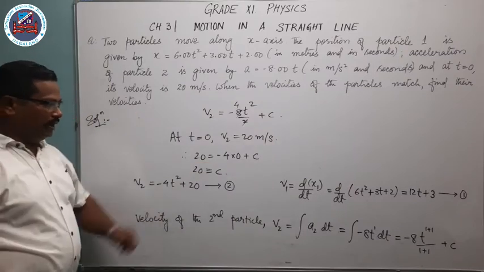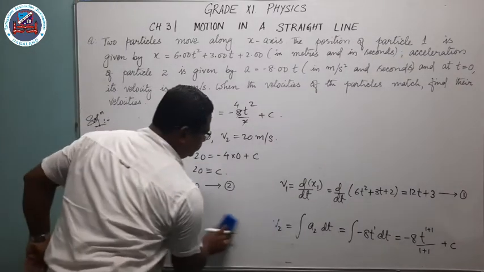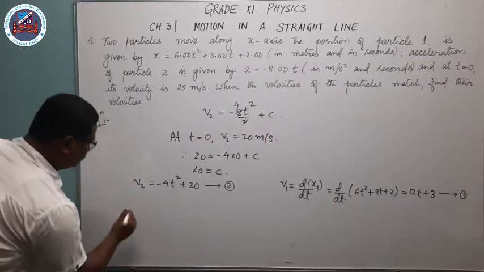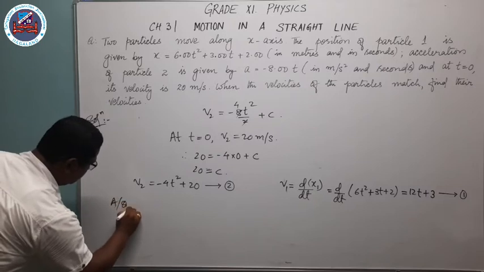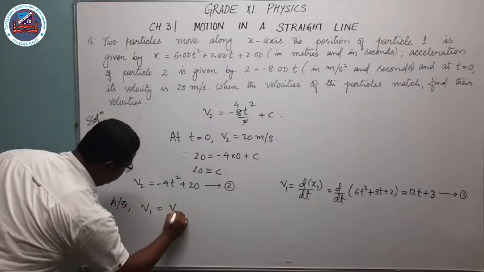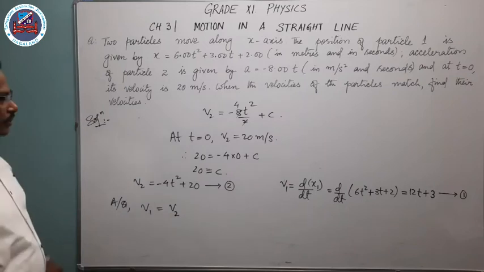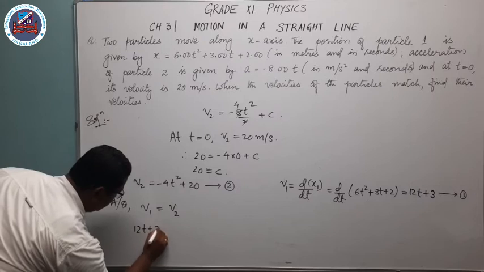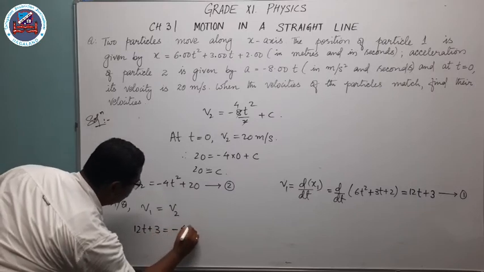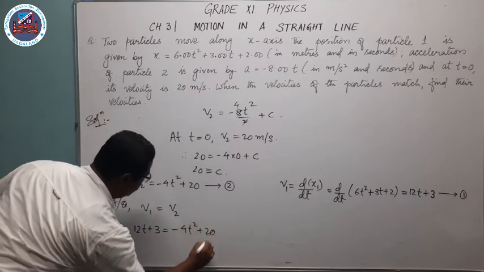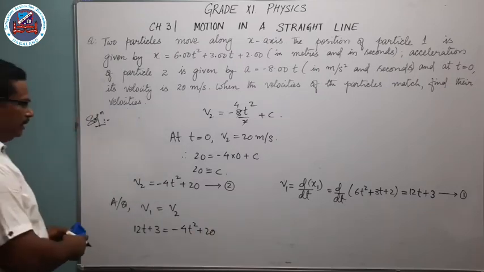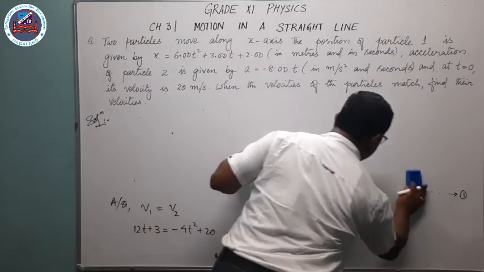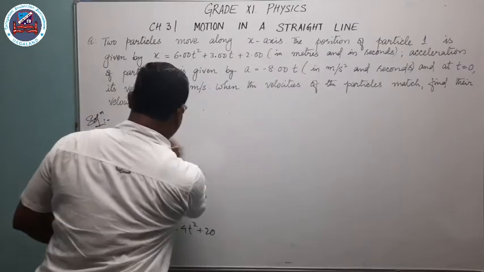So we'll equate equation 1 and 2. As per the condition, v1 is equal to v2. So if you put v1 is equal to v2, v1 value is 12t plus 3, is equal to v2, which is minus 4t squared plus 20. So we'll calculate it now. You'll get a quadratic equation. T squared is there, you can see very clearly.